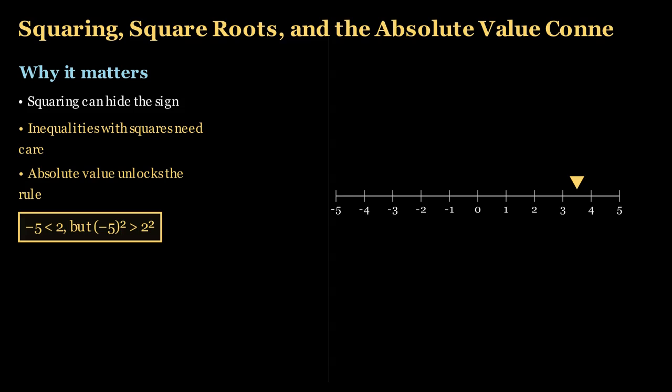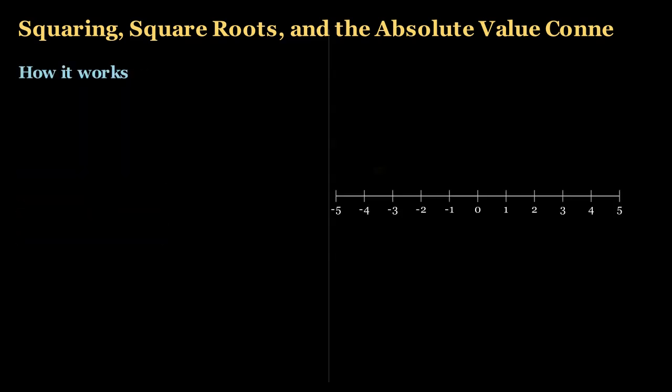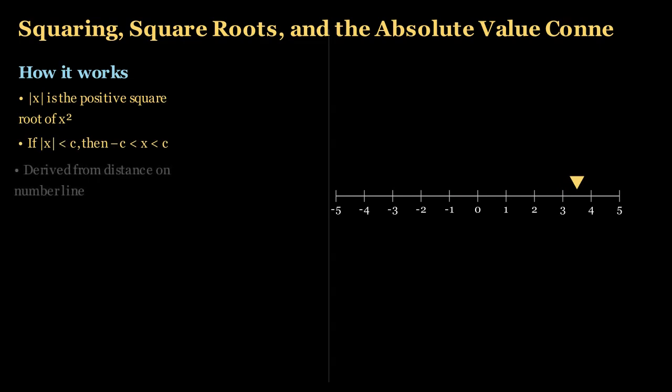Now, suppose we have an inequality like |x| is less than 3. What does this mean? It means the distance from x to 0 is less than 3. On the number line, all such x must lie within 3 steps of 0. That means x can be any number between negative 3 and 3, but not including the endpoints. We write this as negative 3 is less than x is less than 3. This is the key rule. If |x| is less than c, then x is between negative c and c. It's just saying x is closer to 0 than c is.